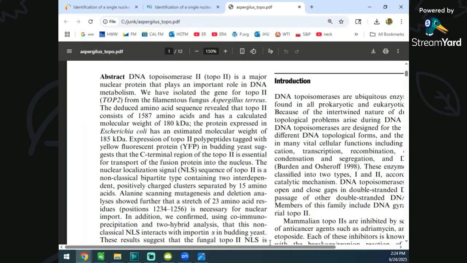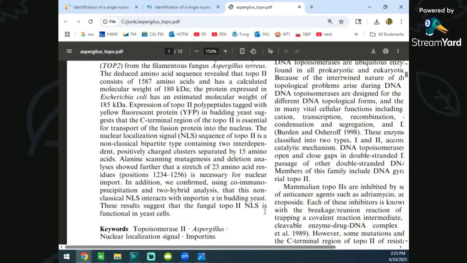Alanine scanning mutagenesis and deletion analysis showed further that a stretch of 23 amino acid residues is necessary for nuclear import. In addition, we confirmed using co-immunoprecipitation and two hybrid analysis that this non-classical nuclear localization signal interacts with importin alpha in budding yeast. These results suggest that the fungal topo2 nuclear localization signal is functional in yeast cells.